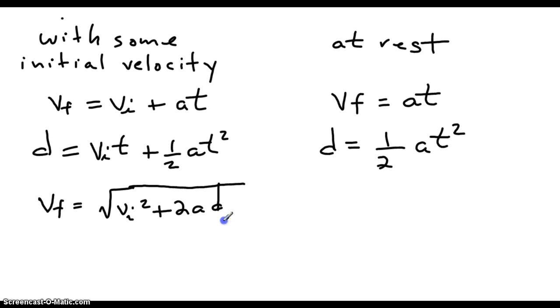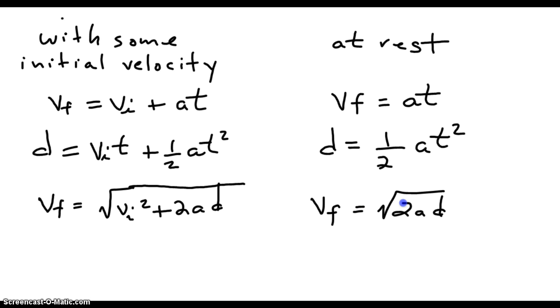So notice that we don't know the amount of time here for the acceleration, but we do know the distance the object has traveled and the rate of acceleration. And so using this formula, we can find final velocity. If the object is at rest to begin with, then the equation is simplified, and it simply says Vf is equal to the square root of 2ad.